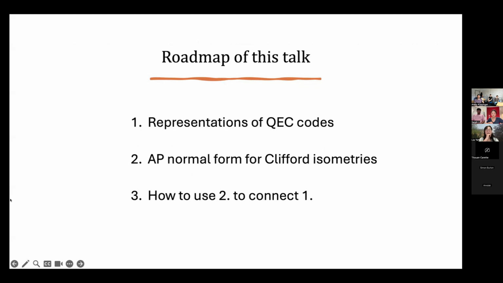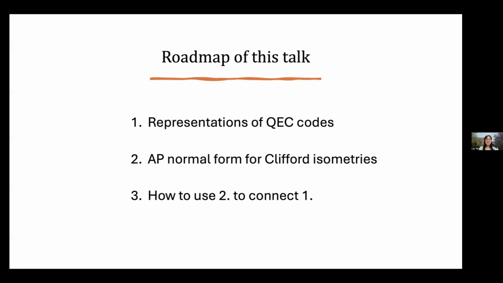So the roadmap of this talk is going to be three parts. First part is just going through a few different representations of quantum error correcting codes, more than a few. The second part is our main result, which is an AP normal form, but generalized from just stabilizer states to any Clifford isometries. So any isometries in the Clifford fragment or stabilizer fragment of the ZX calculus. And the third is a collection of results, a lot of things that we can do using this second part of the talk, this isometry AP normal form, to connect the different representations in the first part.